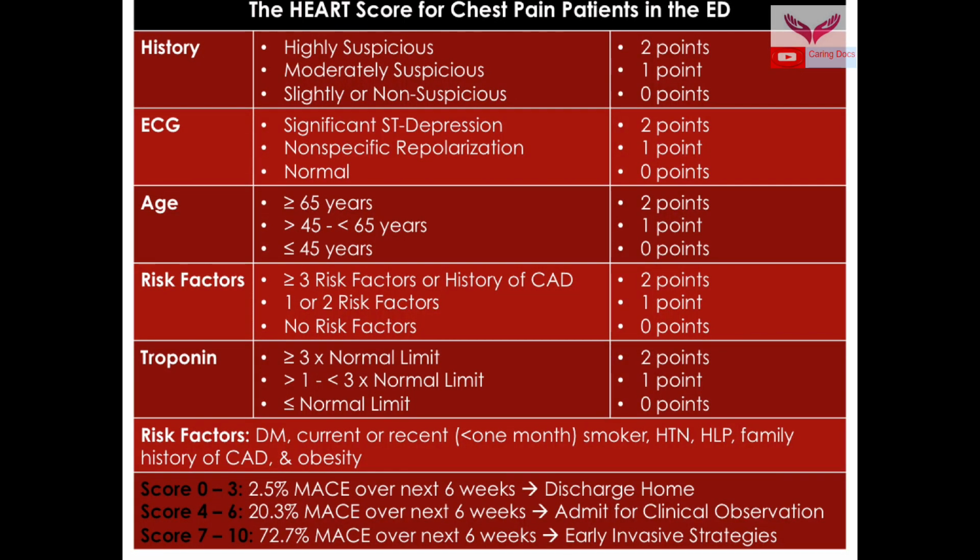MACE is major adverse cardiac events like MI, stroke, any other cardiovascular insult.